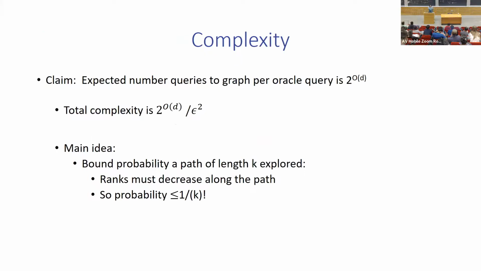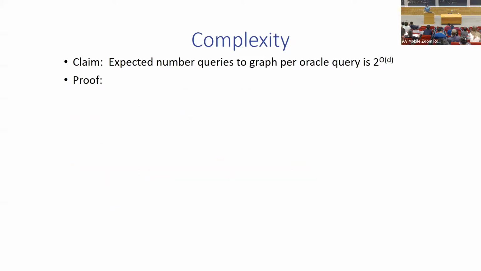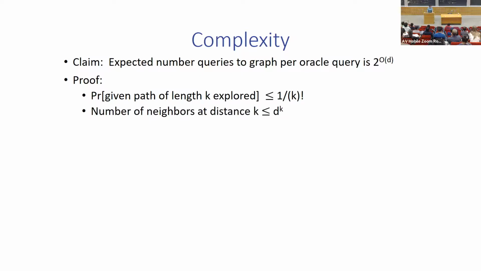Okay, so the probability I look at any path is at most 1 over k factorial, but there might be a lot of paths. So we have to balance out the fact that there could be a lot of paths against the fact that the probability of any single path is really small. So we just said the probability of any given path of length k being explored is 1 over k factorial. Now, the number of neighbors at distance k in this graph, this is where we're using the degree bound, is at most the max degree d raised to the k. So the expected number of neighbors explored at distance k is just d to the k over k factorial.